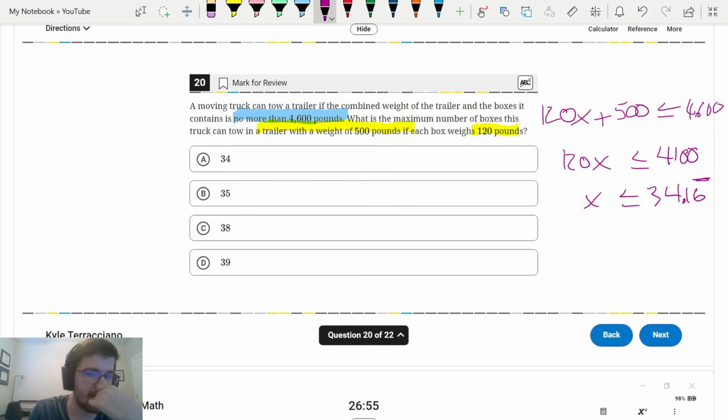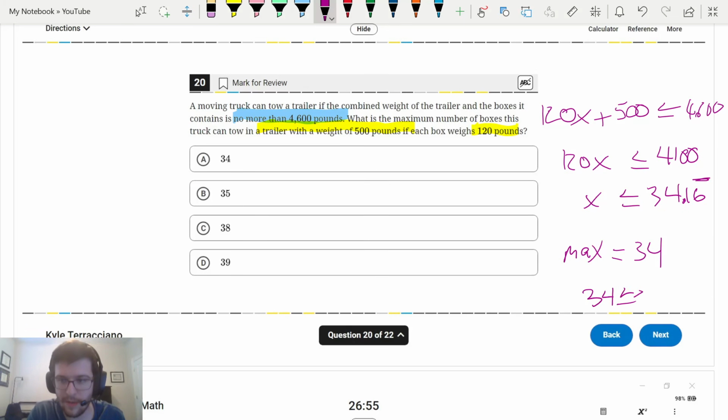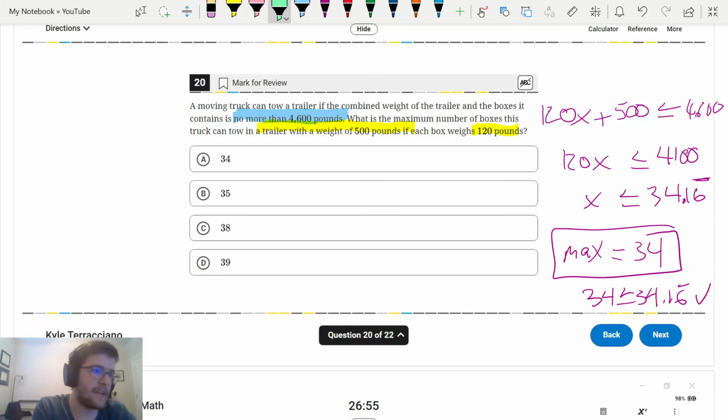And the maximum whole number of boxes, because you can't have half of a box, right? Or 0.10th of a box. So the maximum number that satisfies that inequality that's smaller than 34.16 is 34. If it said bigger than 34.16, we would put 35, okay? But it says less than or equal to, so we're going to put 34. 34 is less than or equal to 34.16, so we're good. Great, so the answer is 34, and that is answer choice A.